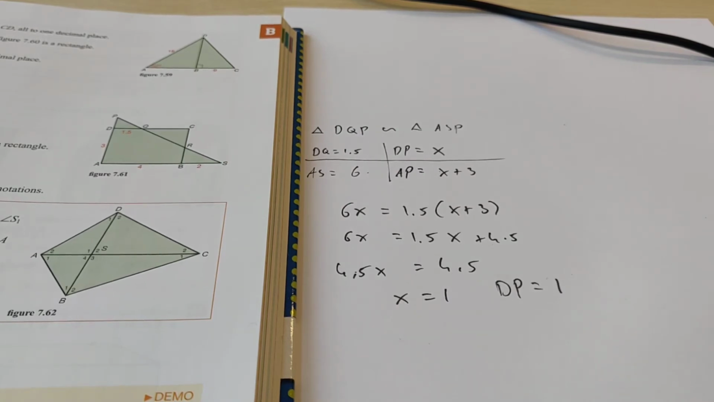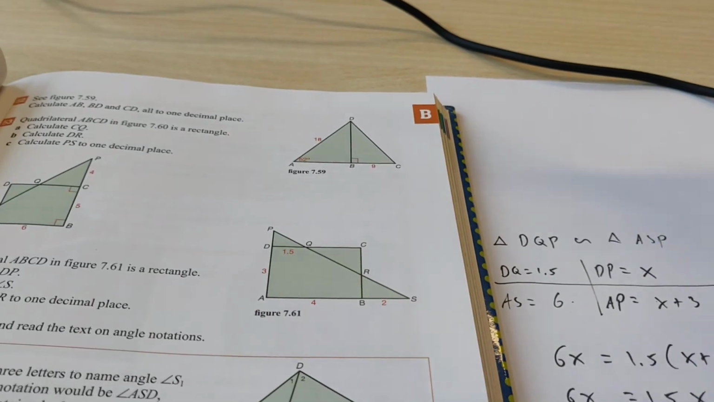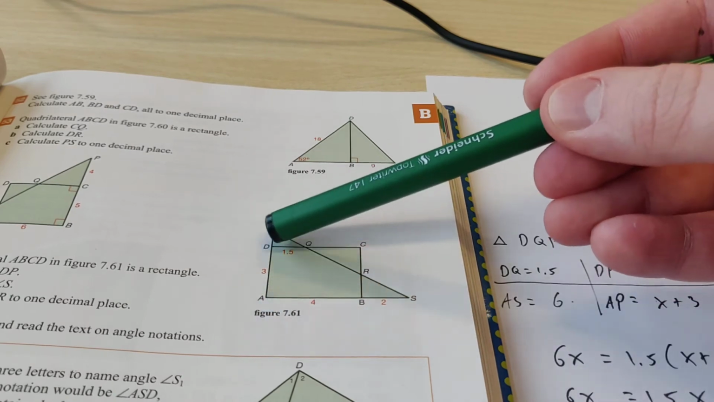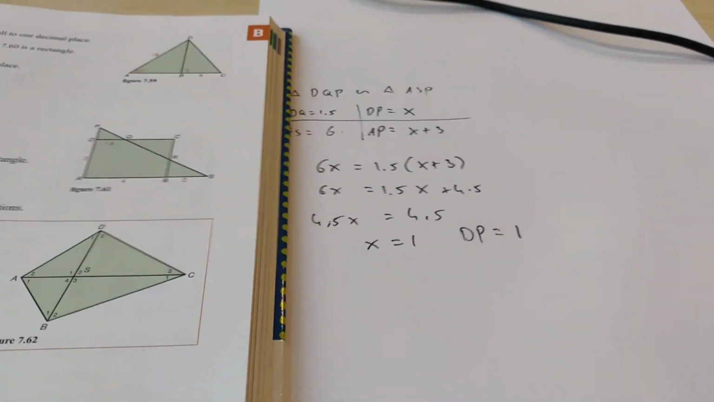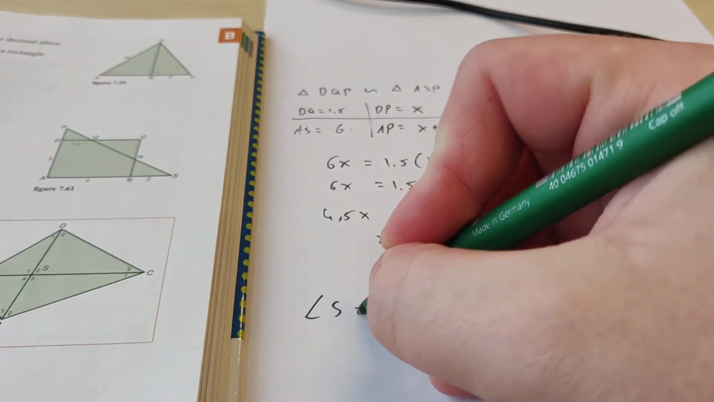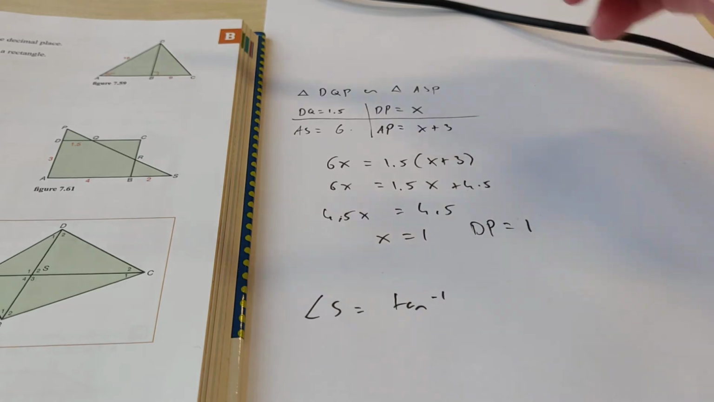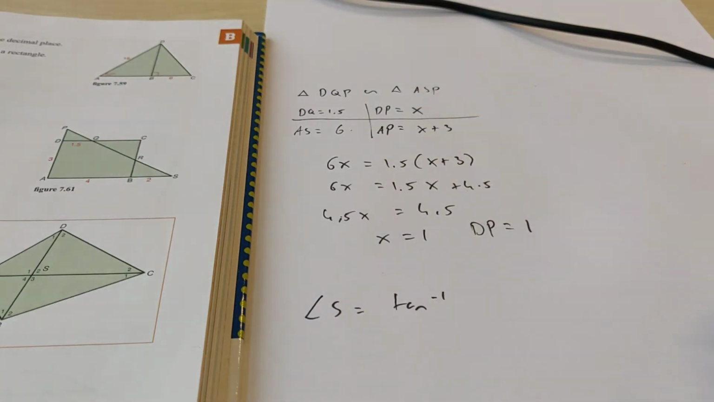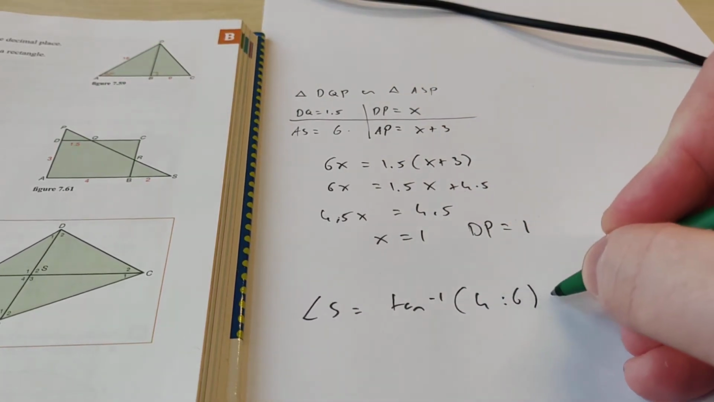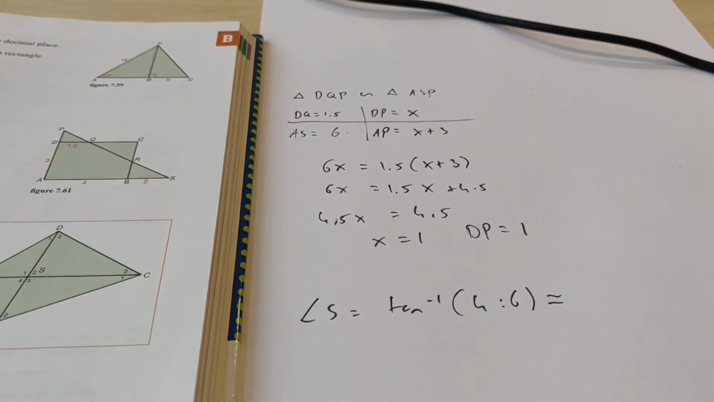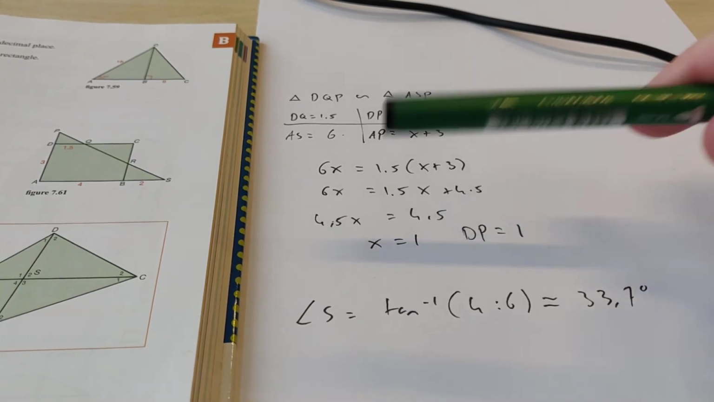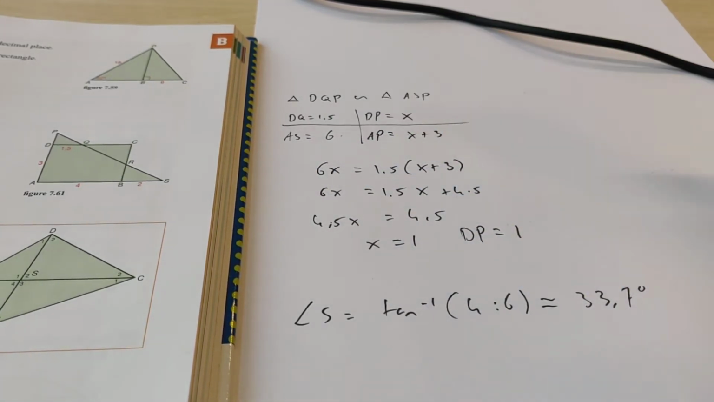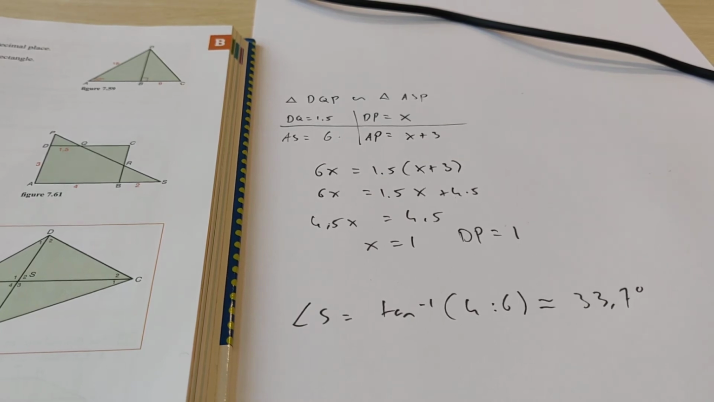Then now we need to calculate angle S. So if you take a look at the picture, angle S is this angle, and now we can calculate it because we know how big AP is, because if dP is 1, AP is 4, and this length is 6. So to calculate angle S, we're going to use the tangent. So angle S is the tangent, because we're going to do the opposite side divided by the adjacent side. So 4 divided by 6, and if you calculate that, you get 33.7 degrees. So you see that B is a lot easier than A. This is kind of difficult. I think a lot of people forgot that or still find it difficult, you know.